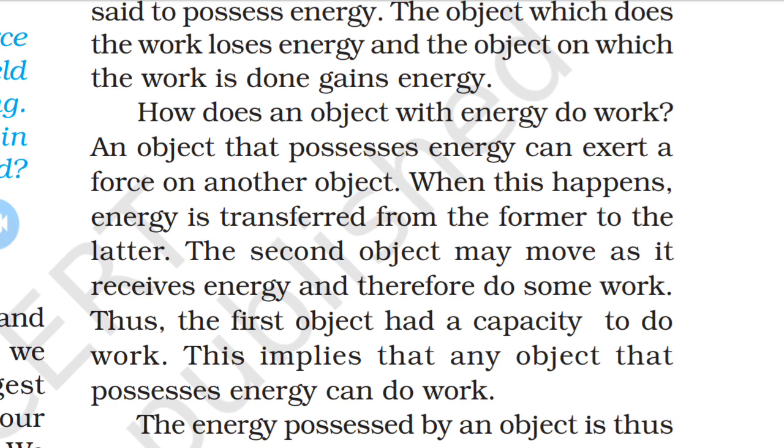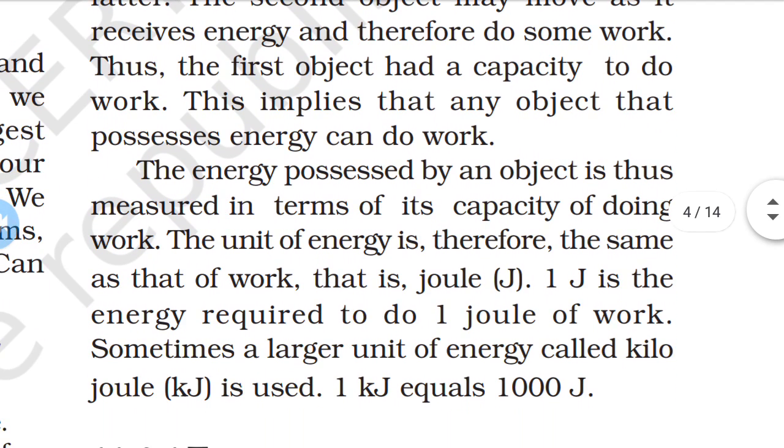Here, any object that possesses energy can do work, and the energy possessed by an object is measured in terms of its capacity of doing work. The unit of energy is the joule, symbol capital J. So 1 joule is the energy required to do 1 joule of work. Sometimes a larger unit of energy called kilojoule, small k and capital J, is used. 1 kilojoule equals 1000 joule.